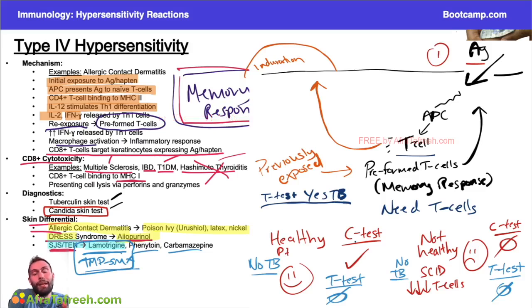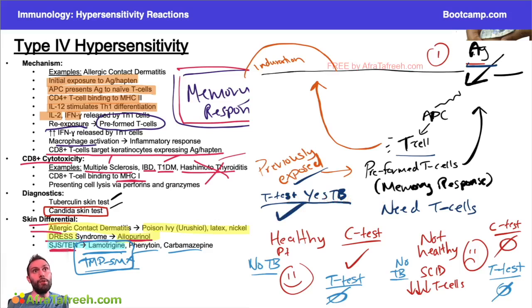And when I put yes TB, I'm saying the patient's been exposed to TB at some point, right? They're previously exposed. That could mean that they have a current infection, they've been previously infected, right? Or maybe they even got a vaccine, like a BCG vaccine in the past. So they've had this antigen exposure in the past, right? So in this situation, if this patient had been exposed in the past, what would happen if I did the tuberculin skin test? Would I expect an induration? And the answer is yes, you would, right?